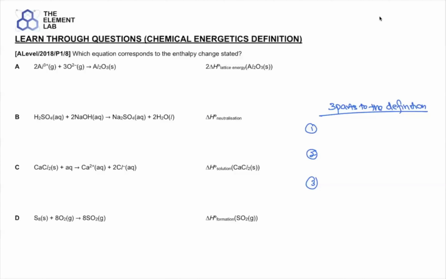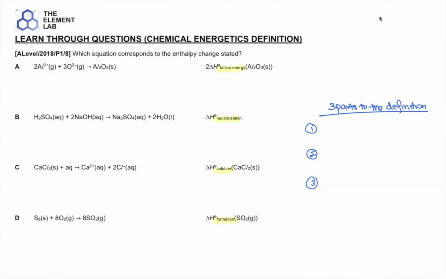So today's video is on an A-level question from 2018, which is on the chemical energetics definitions. This question is asking which equation corresponds to the enthalpy change stated in this case. And in this question, they are talking about 4 different definitions.